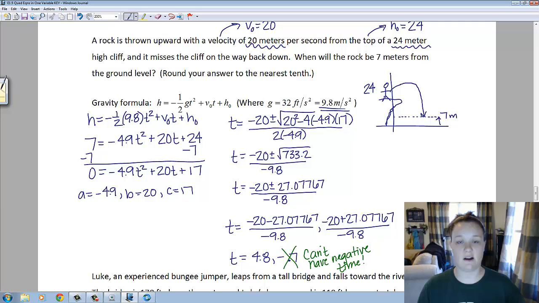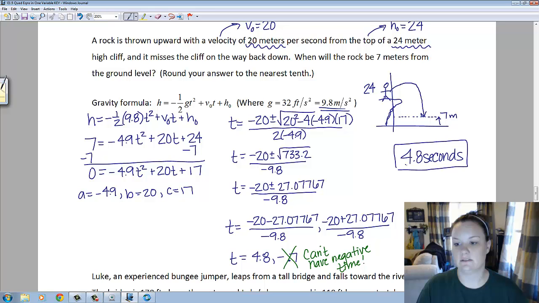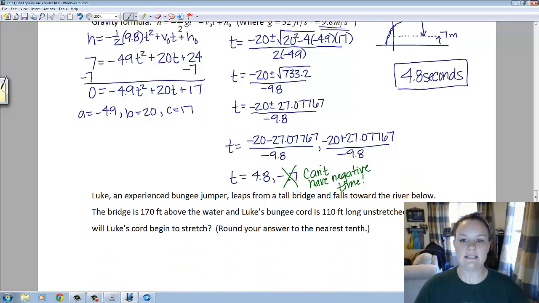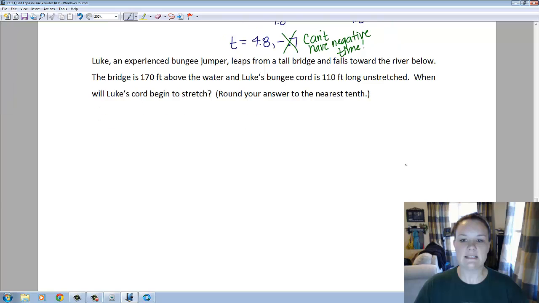Okay, let's look at another one. This next one says, Luke, an experienced bungee jumper, leaps from a tall bridge and falls towards the river below. The bridge is 170 feet above the water, and Luke's bungee cord is 110 feet long, unstretched. When will Luke's cord begin to stretch? Round your answer to the nearest tenth.